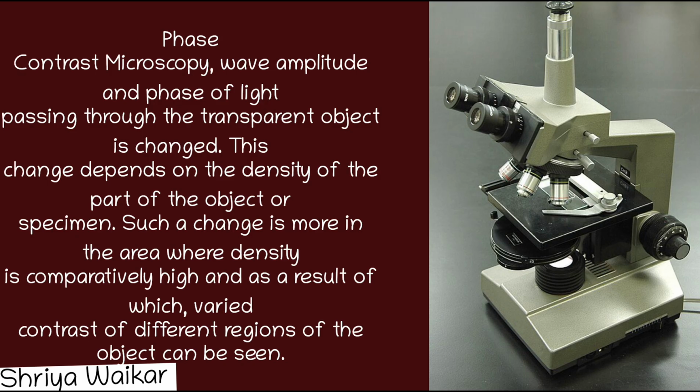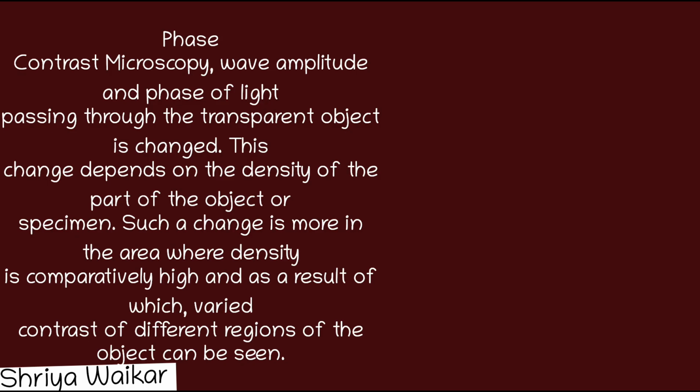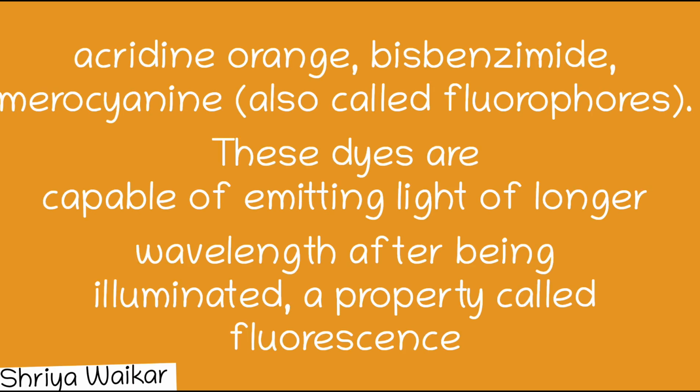Staining of the object or specimen with some specific dye is routinely done. There are some specialized types of dyes, for example acridine orange, bisbenzimide, merocyanine, etc. They are the fluorophores. These dyes are capable of emitting light of longer wavelength after being illuminated, a property called fluorescence.